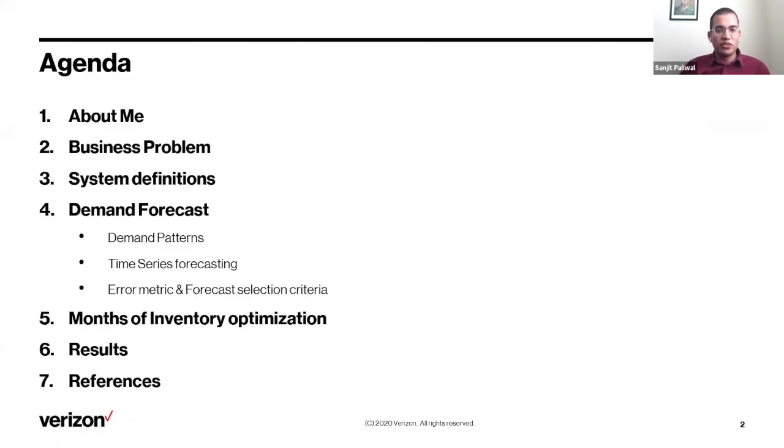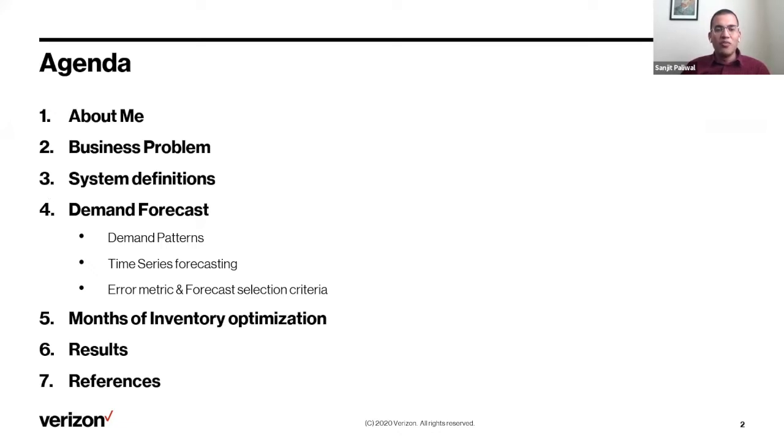So let me go over the agenda for today. First I'll start with talking about myself and the team at Verizon. Then I'll go over the business problem that we are trying to solve at Verizon, and then go over some of the system definitions that are going to help us understand the system and the model better. And then I'll go over the first major task in the project, that is the demand forecast.